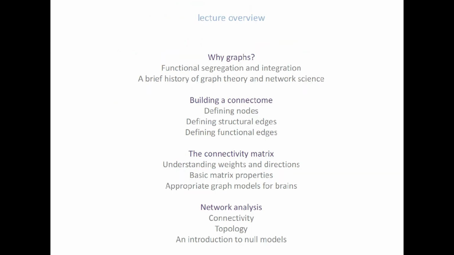These are the things that I'm going to cover today. Why graphs? Why would we use graphs to model brain networks? I'll talk a bit about the history of how graphs have been used in brain network analysis, and try to give you some motivations as to why you might think about using graph analysis. How do we go about building a graph-based model of the brain? That involves how we define our nodes, our edges, basic aspects of the connectivity matrix, and then basic aspects of analysis.